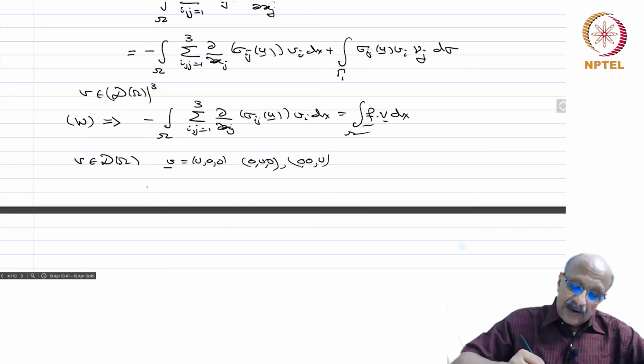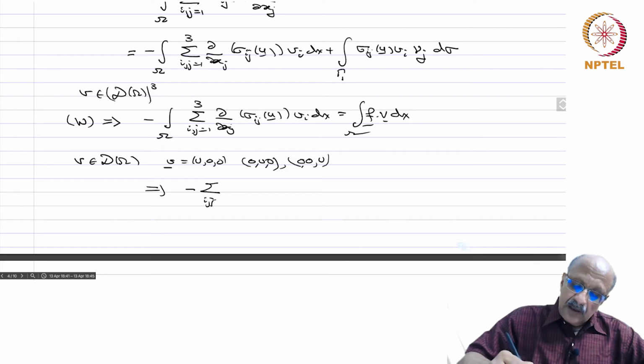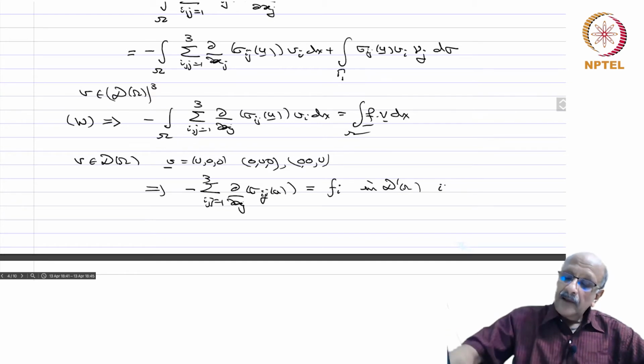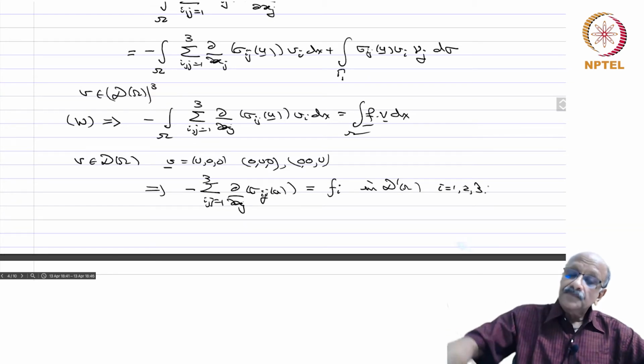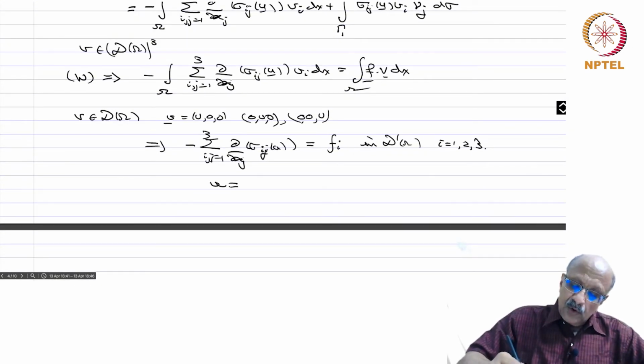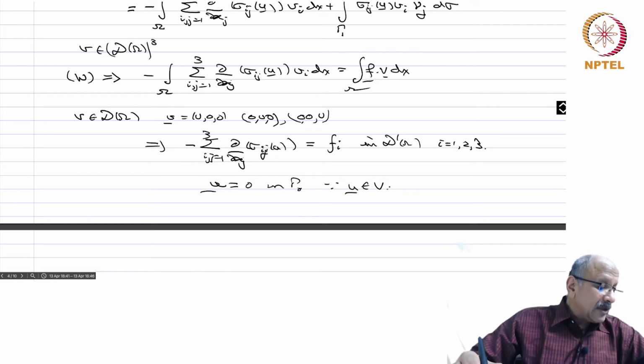So you will get that minus sum over j equals 1 to 3 of d by dx_j of sigma ij of u equals f_i in D prime of omega, i equals 1 to 3. And then of course you have that u equal to 0 on gamma naught since u belongs to V. Okay, so we only have to look at the other boundary condition.